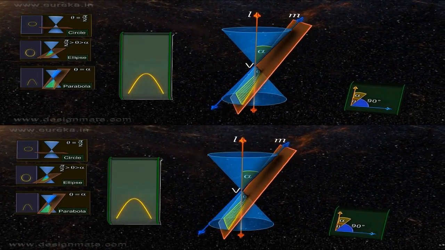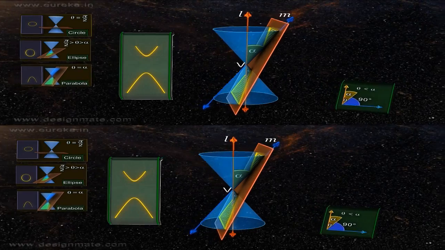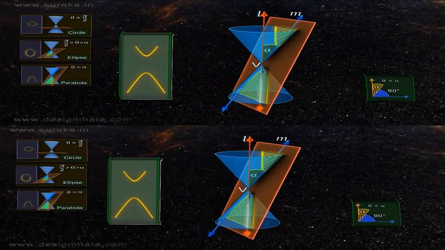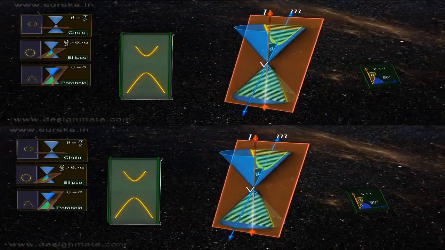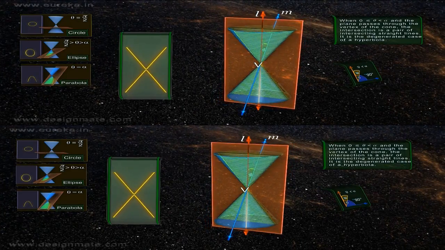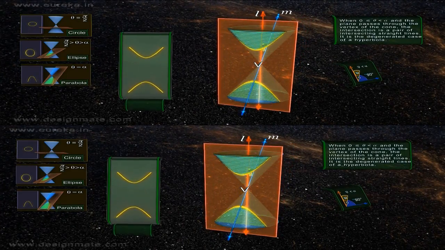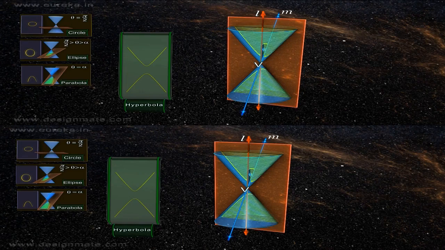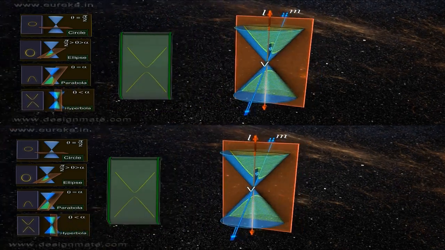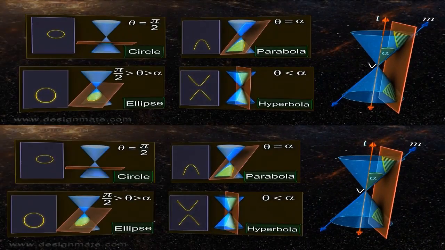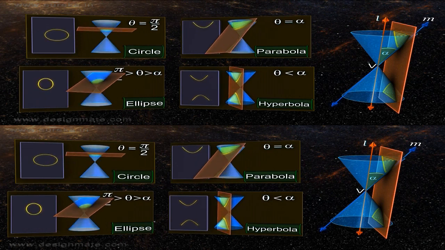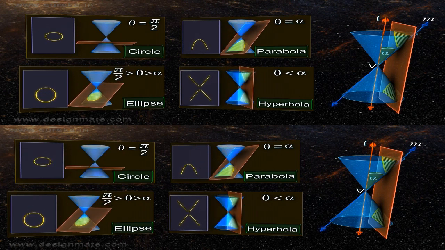When the plane cuts the cone at an angle less than alpha, that is, theta is less than alpha, a hyperbola is formed. Thus we observe that different shapes are formed when a plane intersects a double-napped cone at different angles.